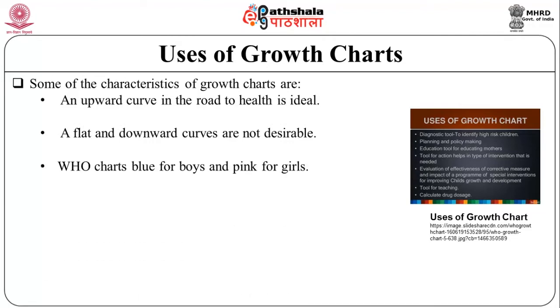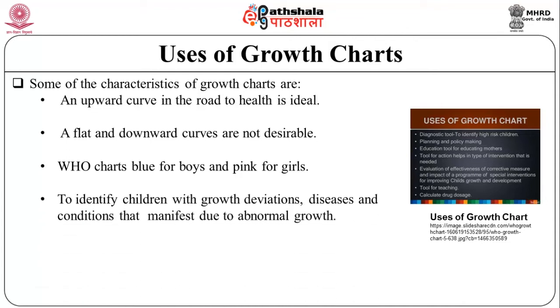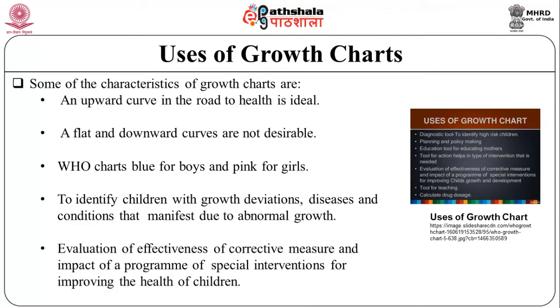WHO charts, blue for boys and pink for girls, are used to identify children with growth deviations and diseases and conditions that manifest due to abnormal growth, evaluation of effectiveness of corrective measures and impact of a program of special intervention for improving the health of children.